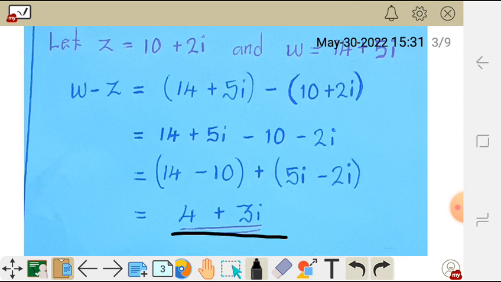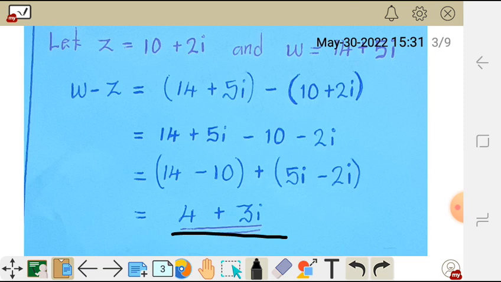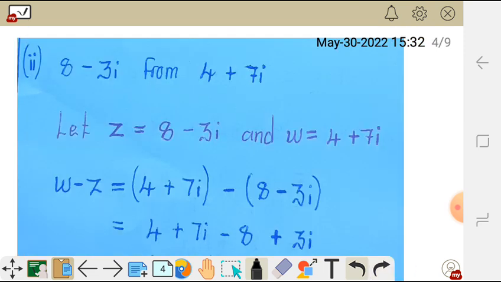Instead of opening the bracket here, you can use another method. You can just go direct. You say 14, which is the real part, minus the real part here, which is 10. So you're going to get 4, and then 5i minus the imaginary part, 2i, to be 3i. So you get the same answer, but it is good to go step by step so that you don't make mistakes. So let's go for question 2.